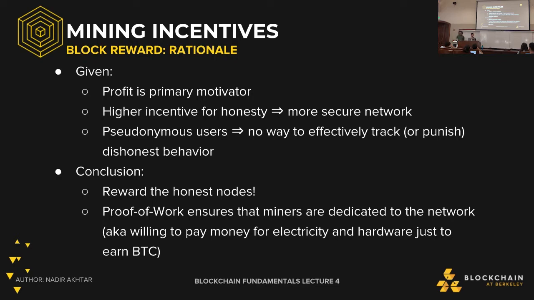And the way to do that is by making them expend energy, which pretty much is money, because electricity costs money, as well as costs in buying hardware, as a sort of investment in order to secure the network. And they're only paid out in Bitcoin. So in a way, they're exchanging cash, like US dollars, for Bitcoin, implicitly. And this means that they'll act honestly for the network, because if they act against it, they're holders of Bitcoin. Why would they want to lower their share of the network?